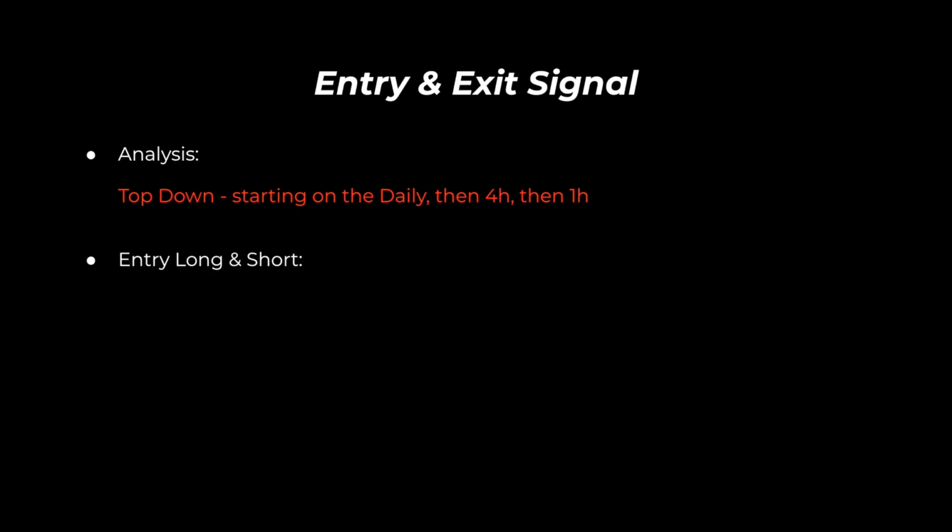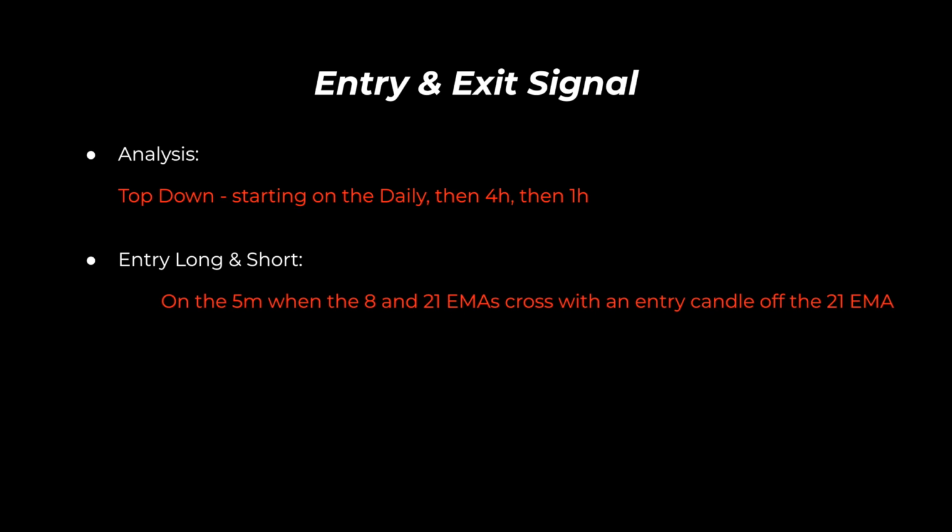Now, the entry and exit signals. Understand that, like I mentioned before, we're going to do top-down analysis, starting at the daily, then moving to the 4-hour and the 1-hour. The entry signal, long and short, is when the 5-minute 8 and 21 EMAs cross with an entry candle off the 21 EMA. We can take that a little bit deeper and say if we are already in that 5-minute upshift or downshift, if we're long or short, you can also trade that 2-candle or 3-candle reversal formation if it's coming off the 21 as a potential entry signal here.